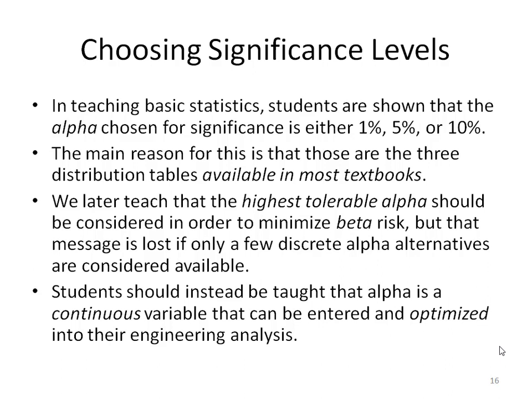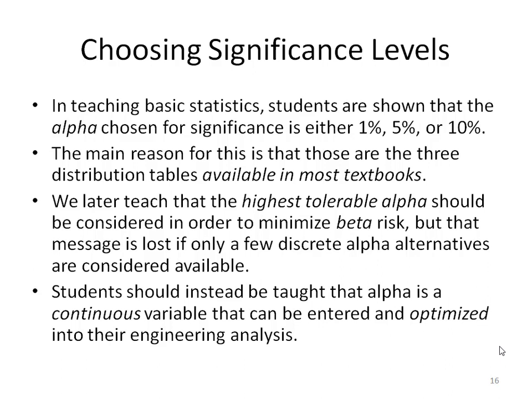And then later when we move on to alpha, beta, and we try to teach our students that they should be willing to accept the highest level of alpha they can in order to minimize beta risk, we're asking them to think of alpha as a continuous variable after several chapters where it's been ingrained in their mind to use discrete variables.